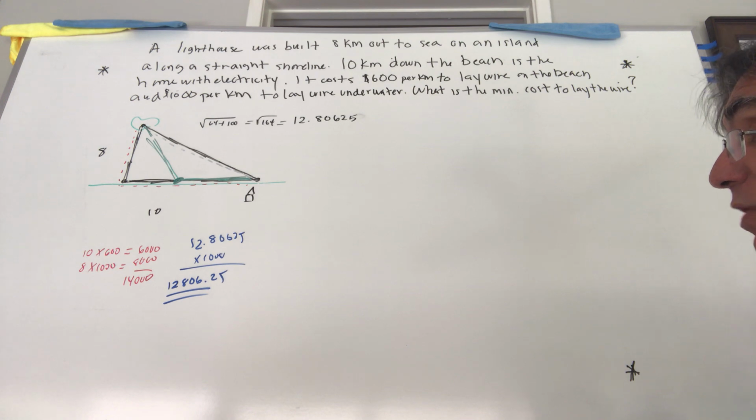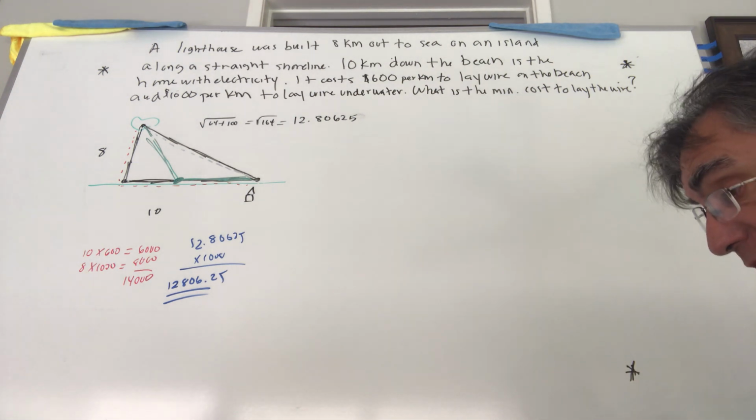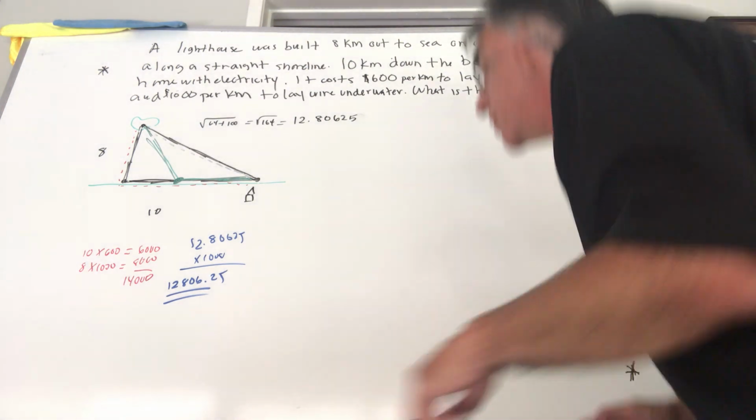In other words, I can actually do it for less than the $12,806.25. So what I need, and this is where it gets a little more complicated for students, is the cost equation. It's not that hard.